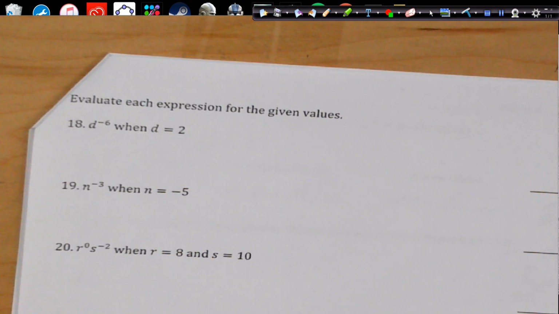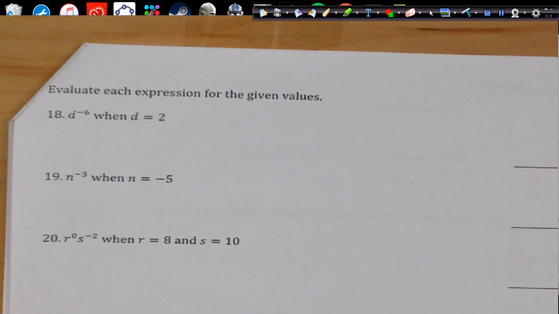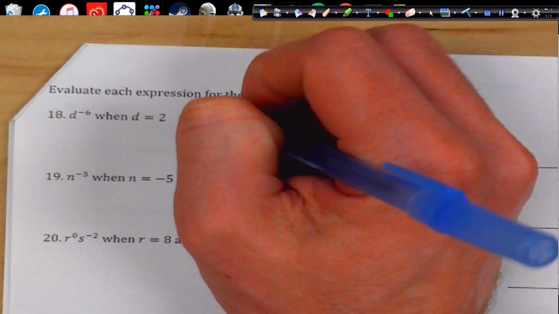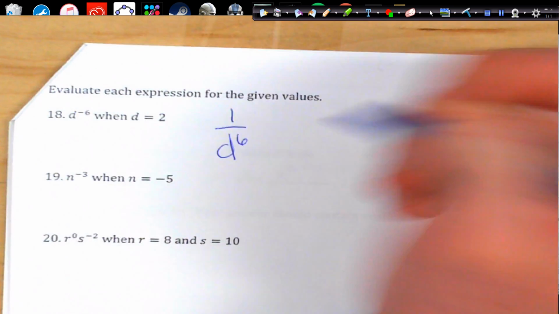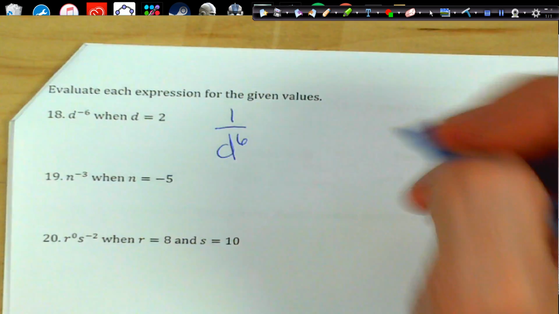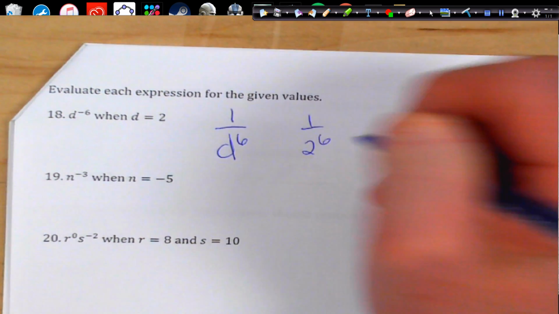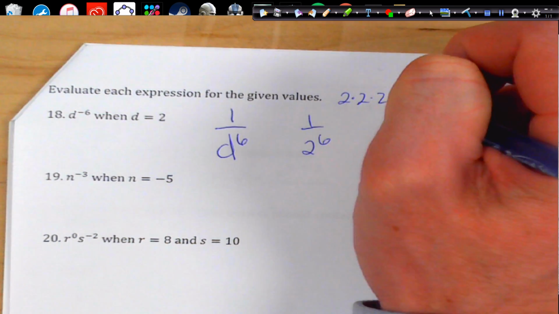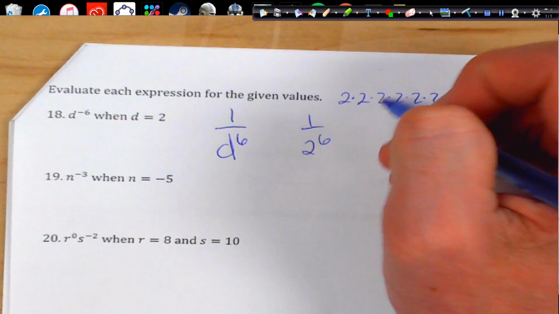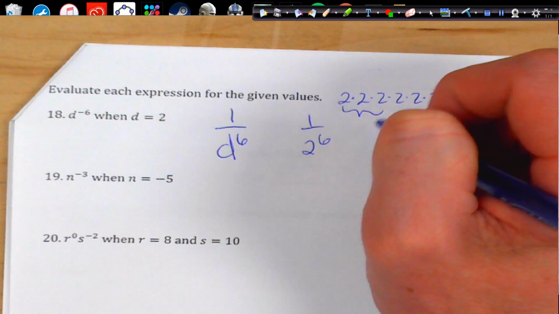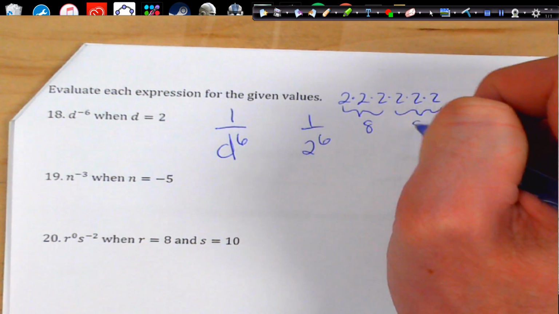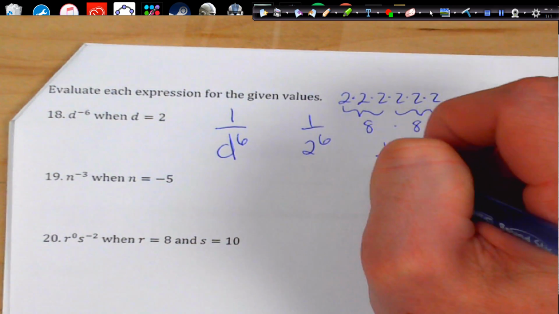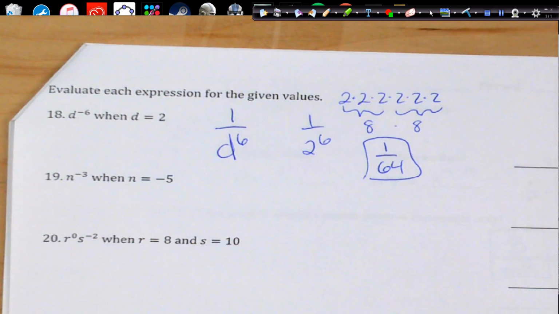Okay, evaluate each expression with the given value. So first of all, I'm going to turn this into 1 over d to the 6th, and then we're going to plug in 2 to the 6th power. And 2 to the 6th power is just 2 times 2 times 2 times 2 times 2 times 2. Well, this is 8, and this is 8. 8 times 8 is 64.